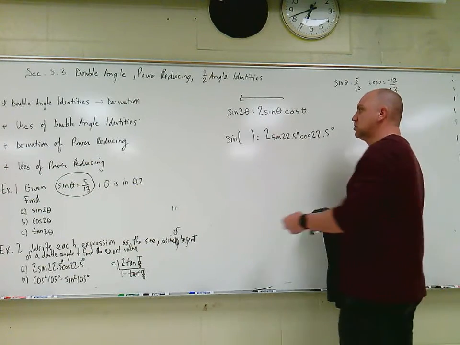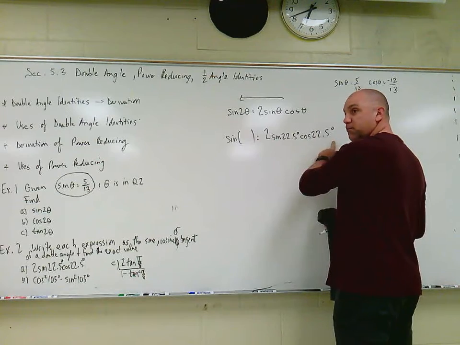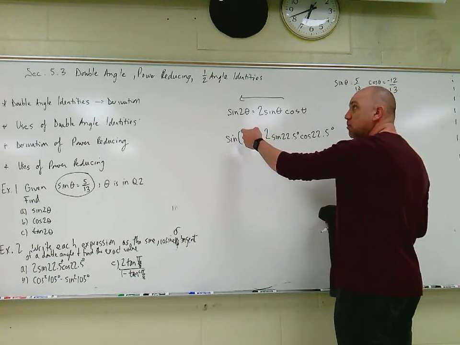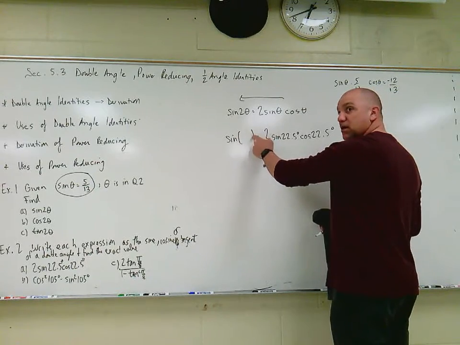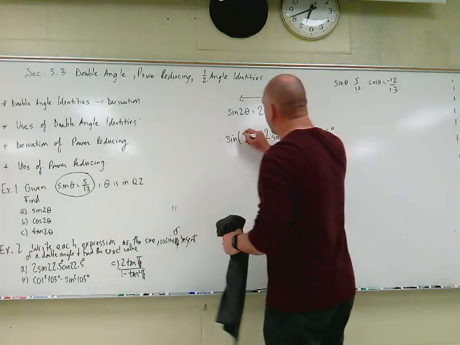So the question is, sine of what angle needs to be here if these are 22.5? Well, what's the answer to that? 45. This is why it's called double angle identity. The angle on the left is double the angle on the right. Okay, so there you go. Then you make it sine 45.